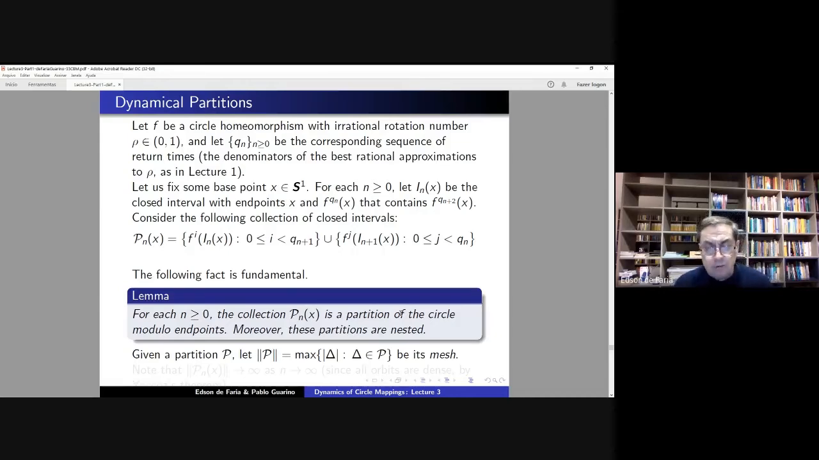Now, when you're given a partition of an interval or the circle, you can look at its mesh. The mesh is just the maximum of the lengths of the intervals in the partition. And the mesh of these partitions, of course, goes to 0 as n goes to infinity. The reason being that every orbit is dense, right? The orbit of x is dense on the circle. So these partitions have to get finer and finer and finer, and their meshes have to go to 0. And this, again, is a consequence of Denjoy's theorem, because it says that this map is topologically conjugate to a rotation. And for rotations, this happens. So this happens for the maps also.